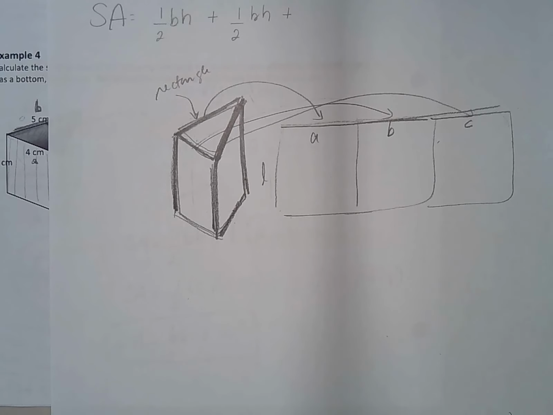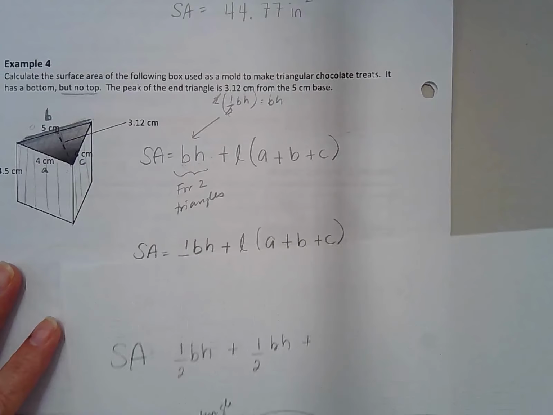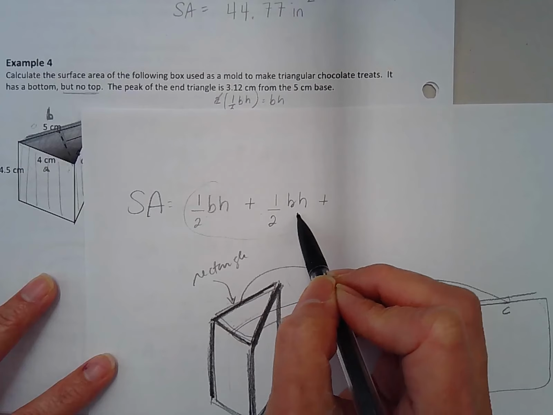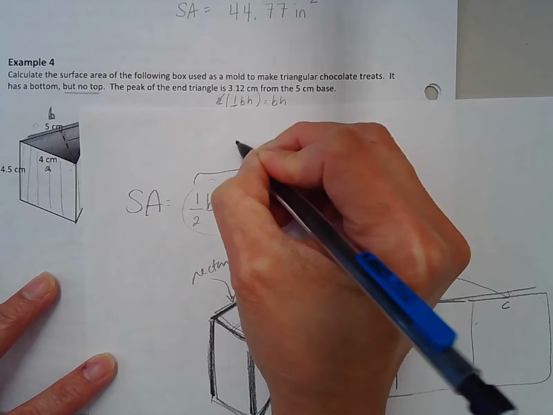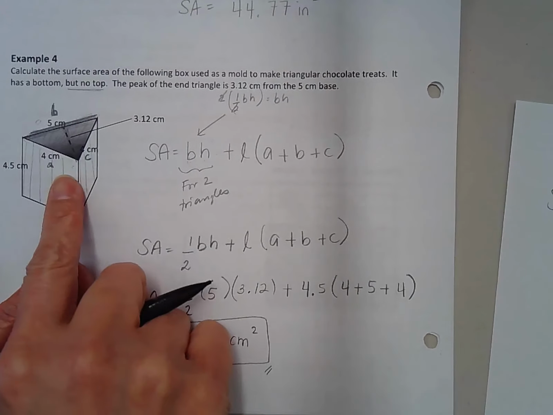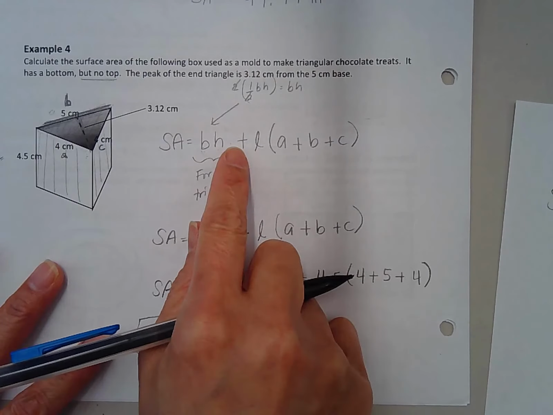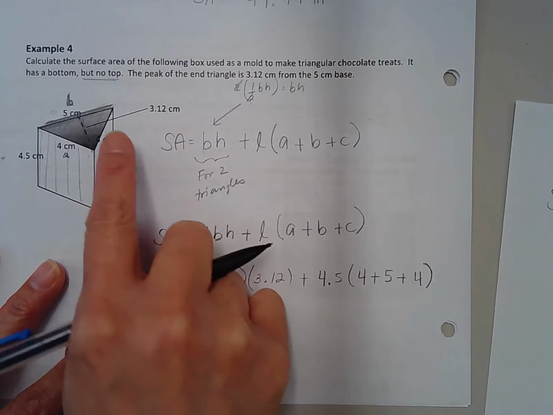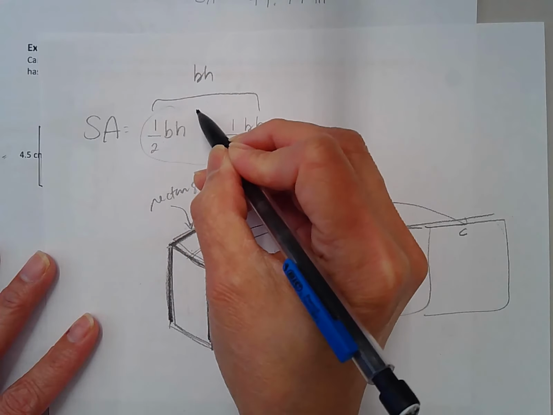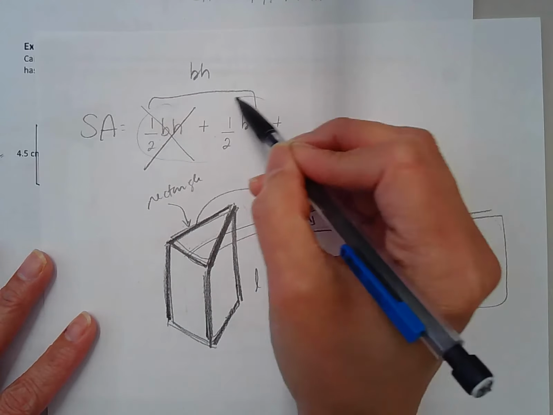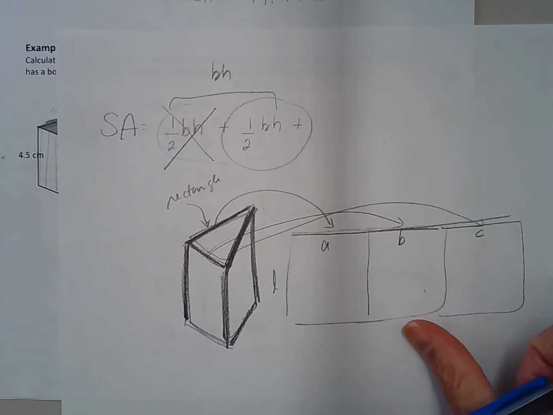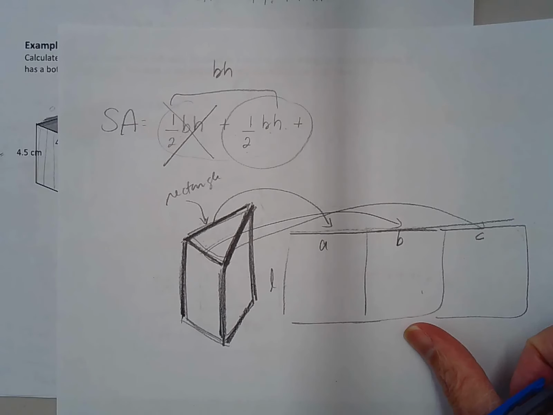So the question is, this part, a half B times H and a half B times H, this altogether is B times H, right? For this question, we only want one triangle, right? So we're crossing off that one. So we only have 1/2 B times H. Is that okay?